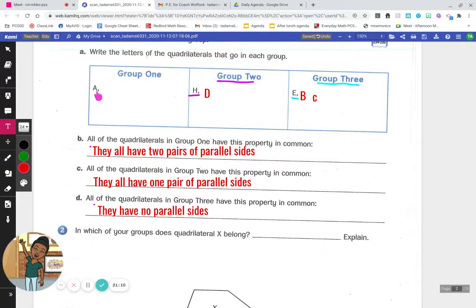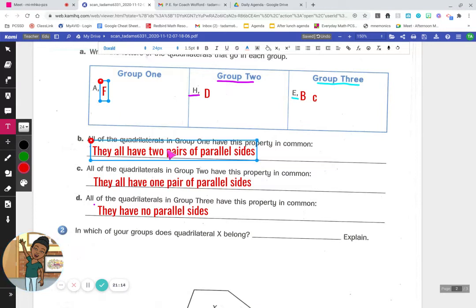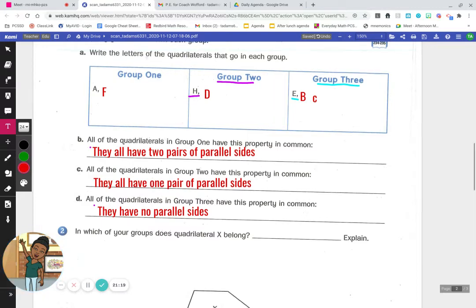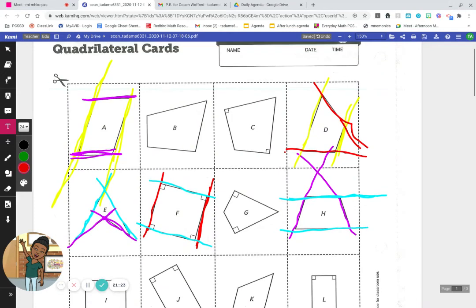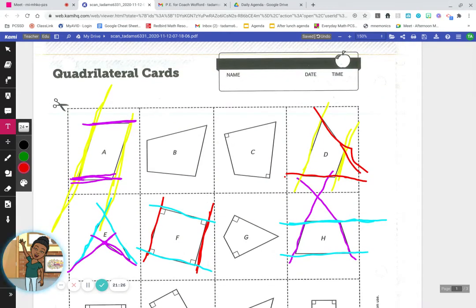Quadrilateral F has two pairs of parallel sides. What group will it go in? Quadrilateral F. Yes, Group 1. Group 1, 2 pairs of parallel sides. Oh, y'all are rocking this out. Let's keep going. I'm going to skip G.